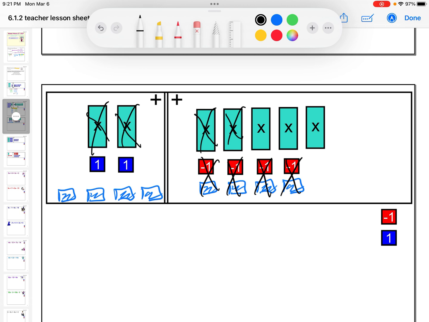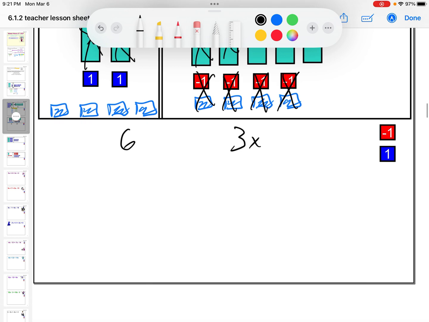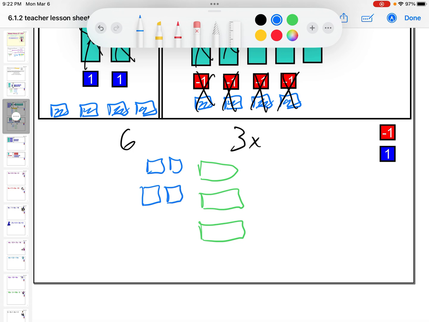And now what I notice is I have on the right side a 3x, right, and on the left side I have 6. Right? I'm going to follow that same sort of thought process I've had before, right? We're going to do 3x tiles, 1, 2, 3, and on the left side, we are going to have 2 each.